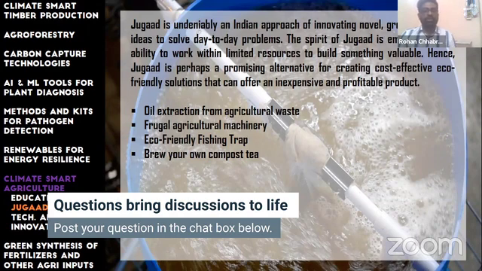Then eco-friendly fishing traps are also a way of promoting sustainability and ecology. And then brew your own compost tea. In order to ensure that we have good soil health, people can easily put a drum, pump some air into the drum, and brew their own compost tea. Basically, compost tea is where you put some compost into water and you aerate that water. So the beneficial microbes grow, and you could easily irrigate your field using this water.